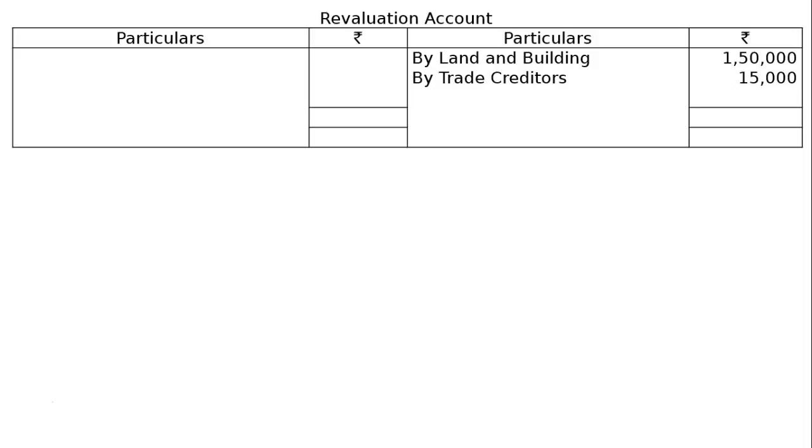And in the debit side, we will have plant and machinery decrease in value by 30,000. To plant and machinery 30,000 because this is a loss to the firm. Outstanding rent is increasing. Increase in liability is also a loss to the firm. Hence, the difference is 45,000 to outstanding rent 45,000.